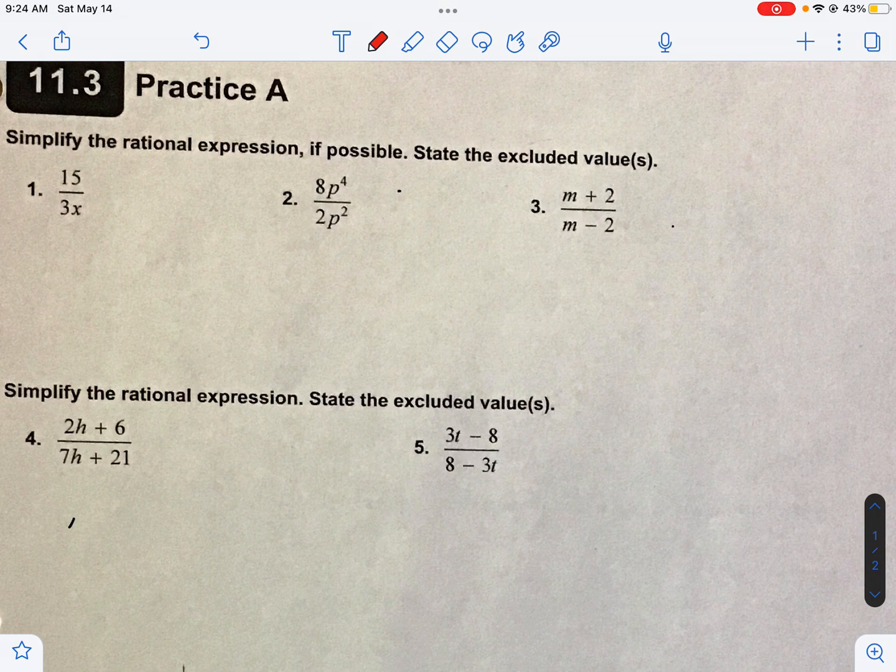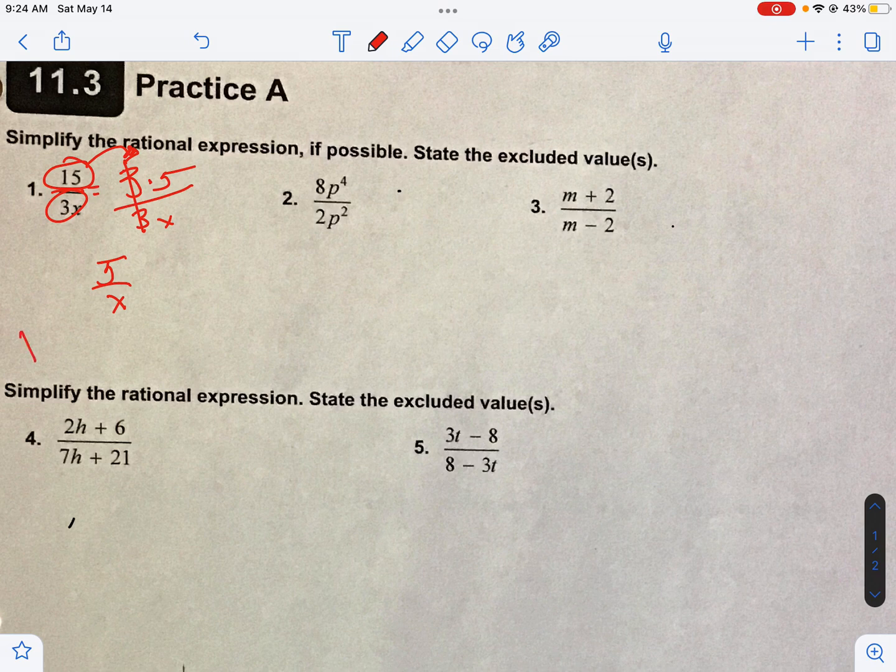So when we look at number 1, we see that we can factor 15 so that it is 3 times 5 over 3x. And then we can cancel out our 3's and we're left with 5 over x. Now, really what probably most of you did is you saw, hey, I can divide by 3, but here is really the process that you are doing in your head.